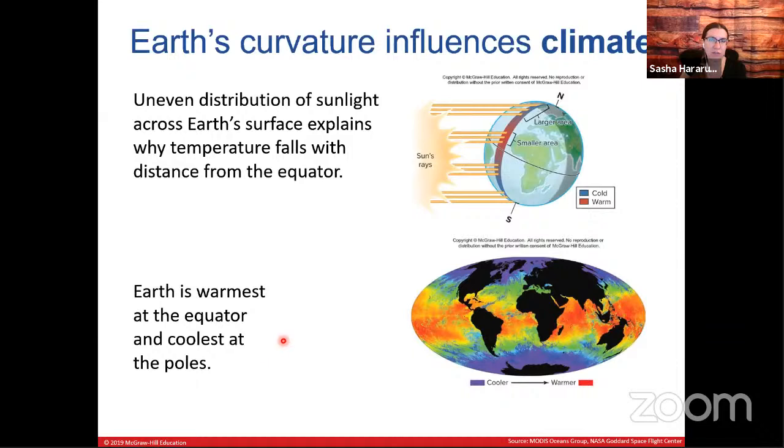Does it make sense that temperatures decrease as you move away from the equator, because of the angle at which sunlight hits the land surface or ocean surface, Earth's surface? Yes, great.